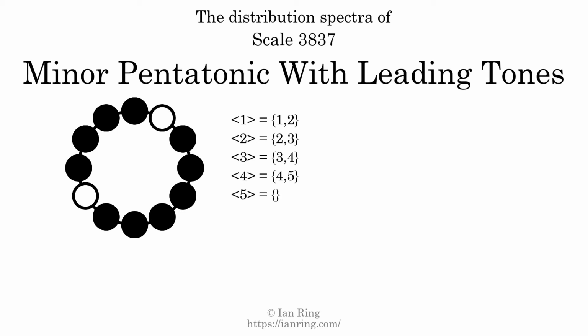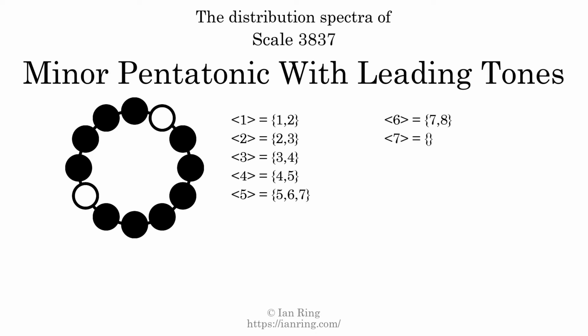The generic interval of 5 scale steps comes in 3 different specific interval sizes: 5 semitones, 6 semitones, and 7 semitones. The spectrum width of this generic interval is 2. The generic interval of 6 scale steps comes in 2 different specific interval sizes: 7 semitones and 8 semitones. The spectrum width of this generic interval is 1.